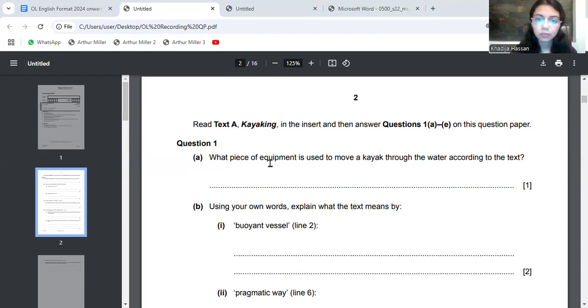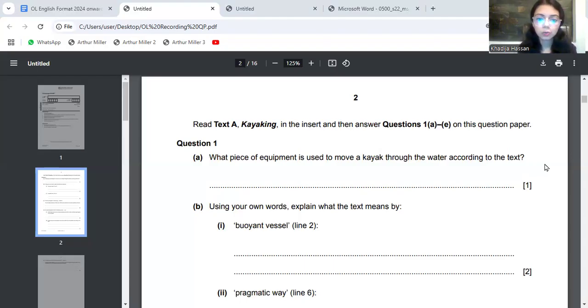Question 1, part A: what piece of equipment is used to move a kayak through the water according to the text? Now remember, your explicit meaning questions are questions that are straightforward, that are obvious. So the only thing you need to be doing to get these questions right, to safeguard those 16 marks, is to simply read the insert carefully and read the questions carefully, right? The only mistake you can make here is to misinterpret the text or misinterpret the question somehow. They don't expect you to come with a knowledge of kayaking. The only way you're going to find the answer is by reading the text.